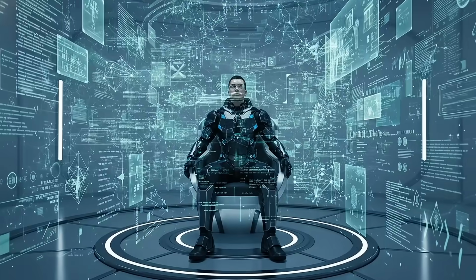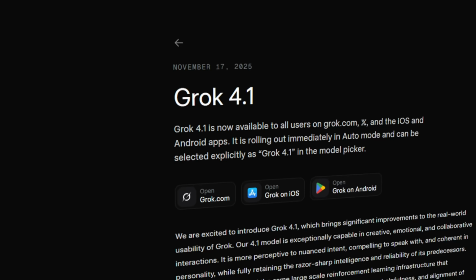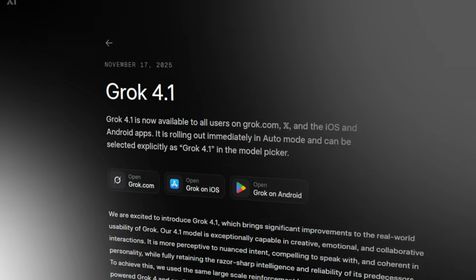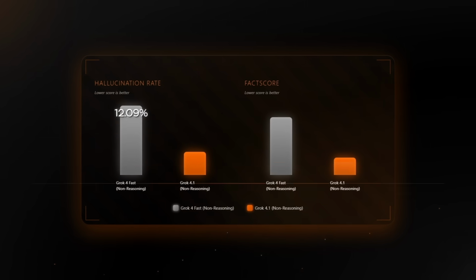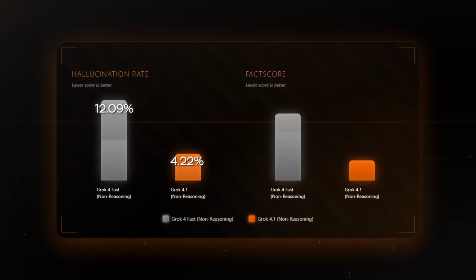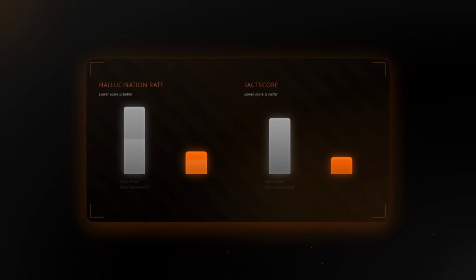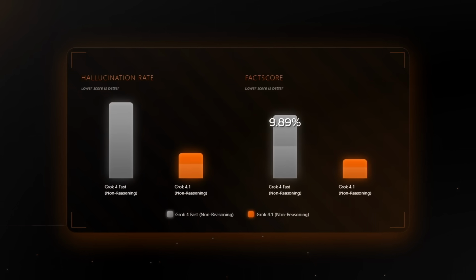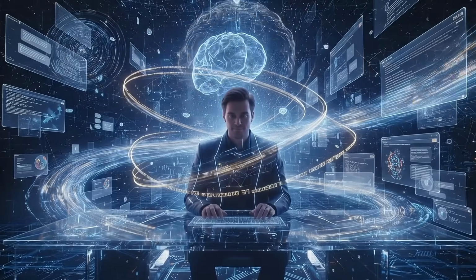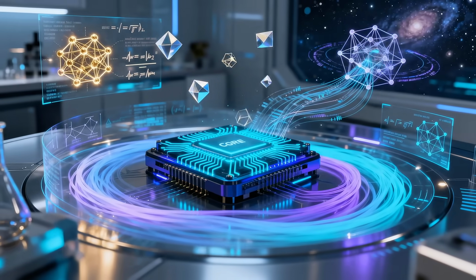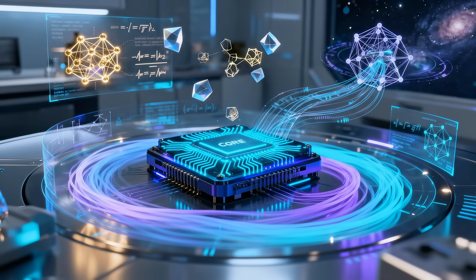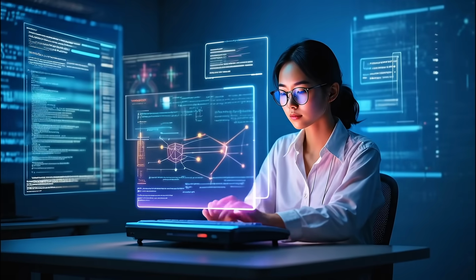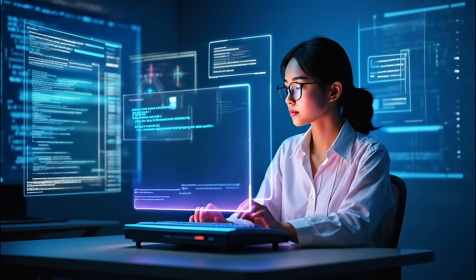And honestly, when you start going through the data, it becomes clearer why this update is making such a big deal across the community. The first thing to mention is the hallucination rate. Grok 4.1 dropped from 12.09% to 4.22% in their evaluations, which is almost a threefold drop. And they also reported that their fact score, which basically measures factual errors, went from 9.89% to 2.97%. Anyone who has been around large models knows how hard it is to push hallucinations down, because this problem sits deep inside how models internally represent and generate knowledge. So a jump like that signals something structural happened behind the scenes rather than some tiny tweak.